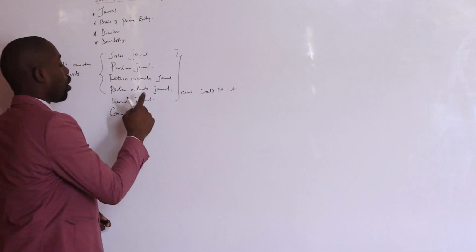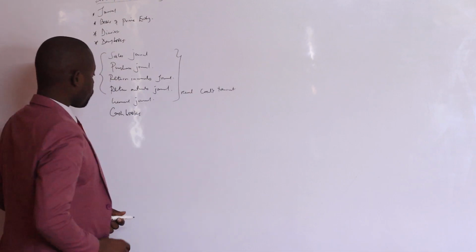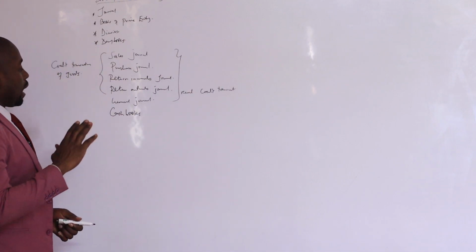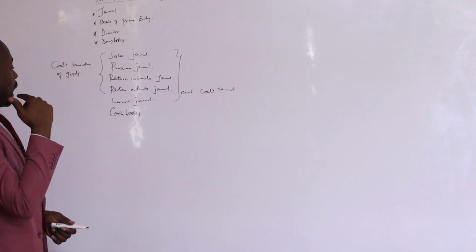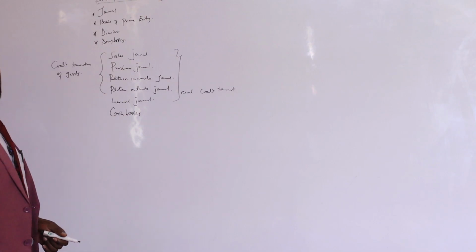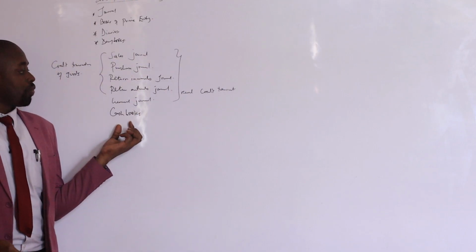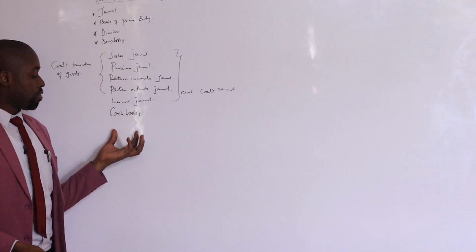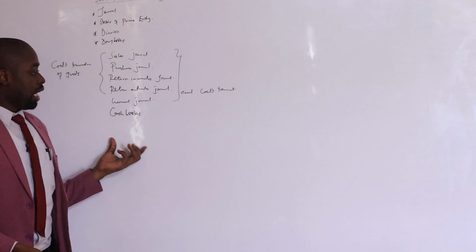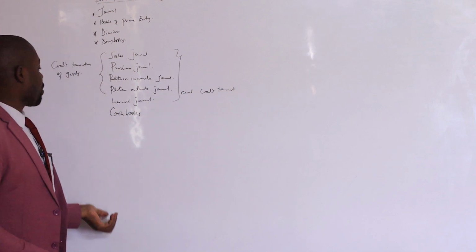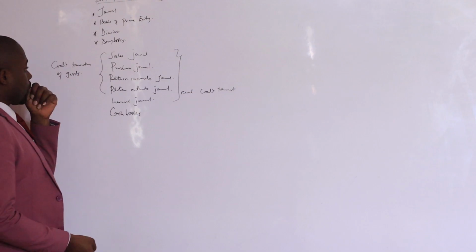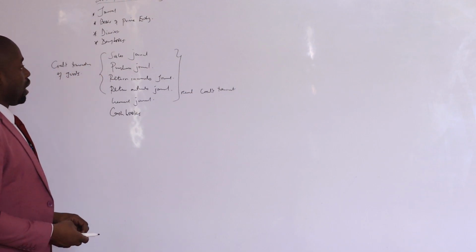Cash book is the only journal that records what we call cash transactions. Cash in, cash out are recorded in the cash book. So we'll look at that later. We have got different types of cash books and some other issues that come with cash books. We shall discuss them later. So I'll start with the first one, sales journal.